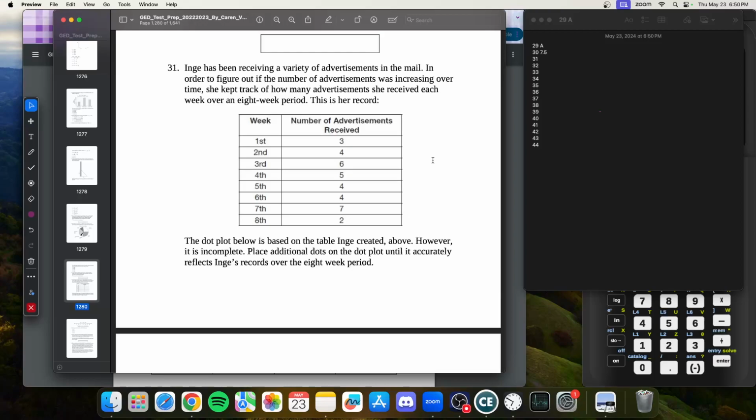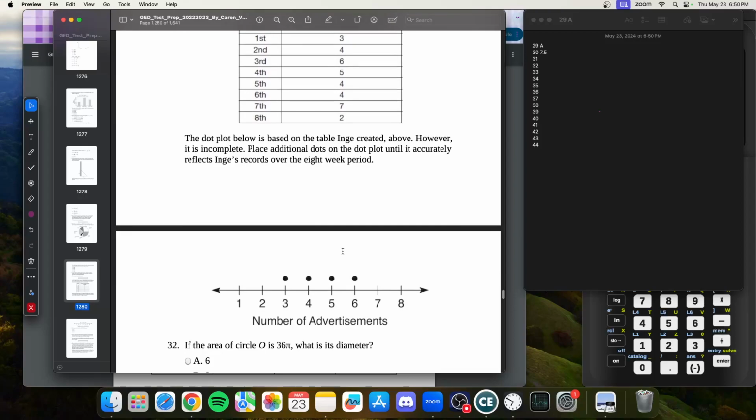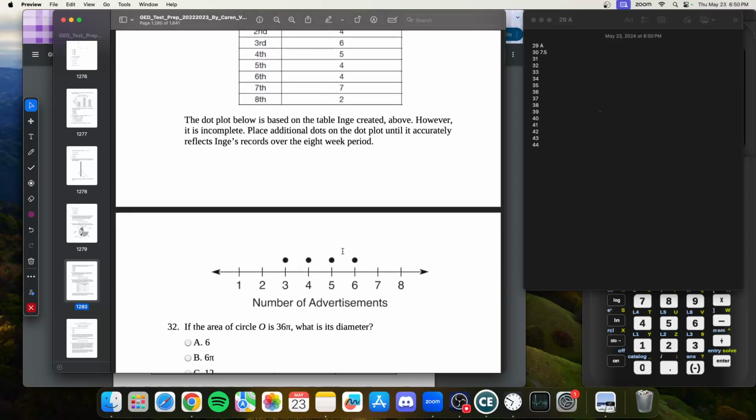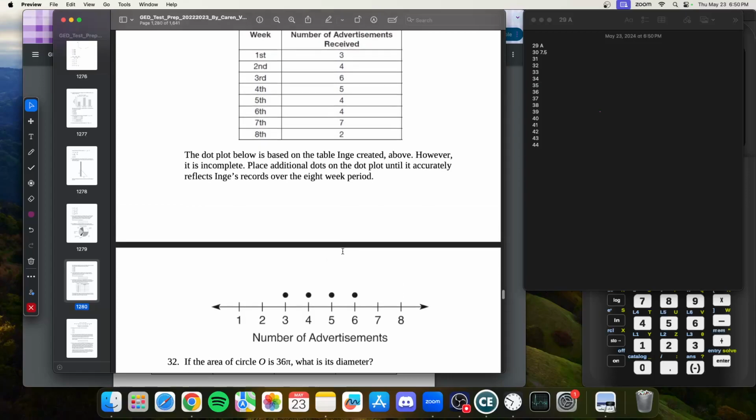Igne has been receiving a variety of advertisements in the mail. In order to figure out if the number of advertisements was increasing over time, she kept track of how many advertisements she received each week over an 8-week period. Here's her record: 3, 4, 6, 5, 4, 4, 7, 2. The dot plot below shows the table based on the record Igne created. However, it is incomplete. Place the additional dots on the dot plot until it accurately reflects Igne's record.